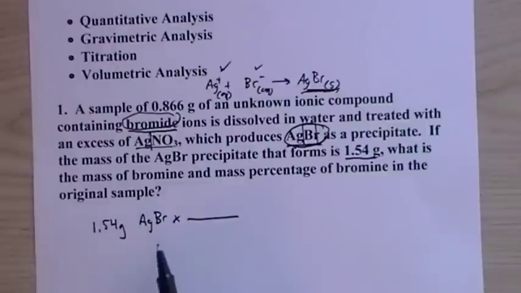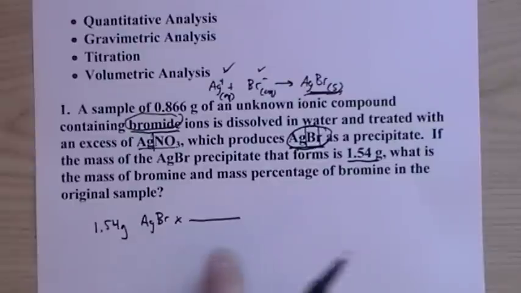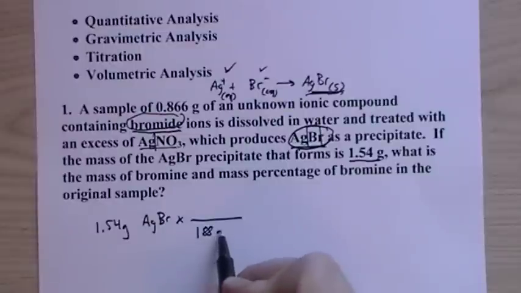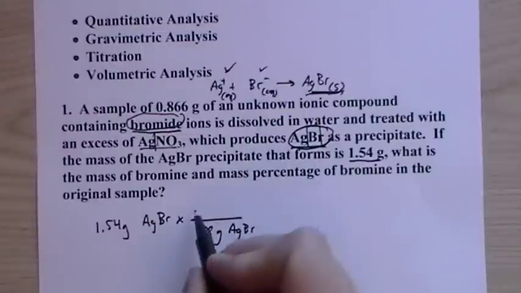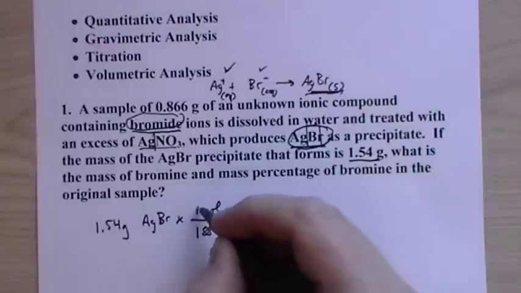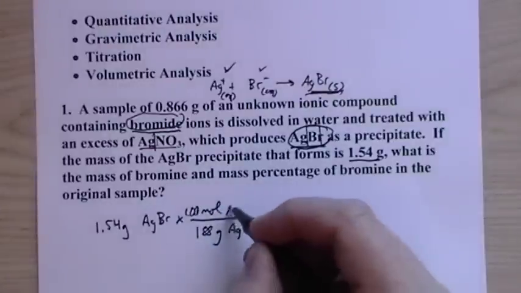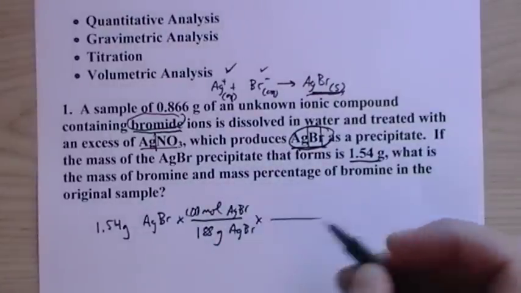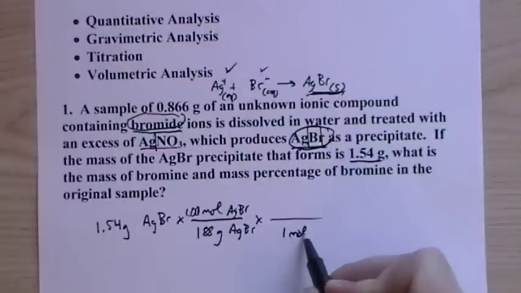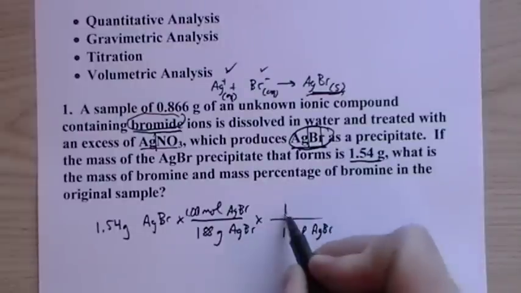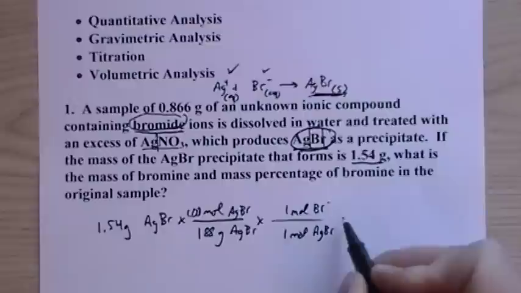So this is really a mass percentage problem here. We're just going to go from grams of silver bromide to grams of bromine first here. So we have silver is 108 plus the bromine, which is 80. So this is 188 grams of silver bromide is 1 mole of silver bromide. And for every mole of silver bromide, there is 1 mole of the bromine ion.